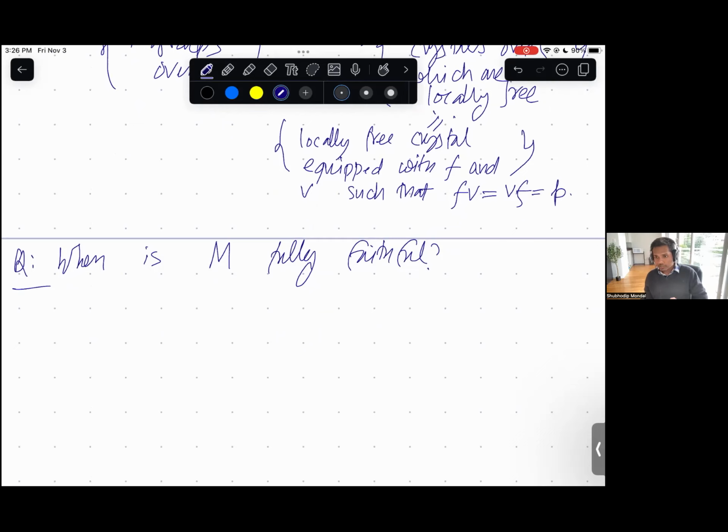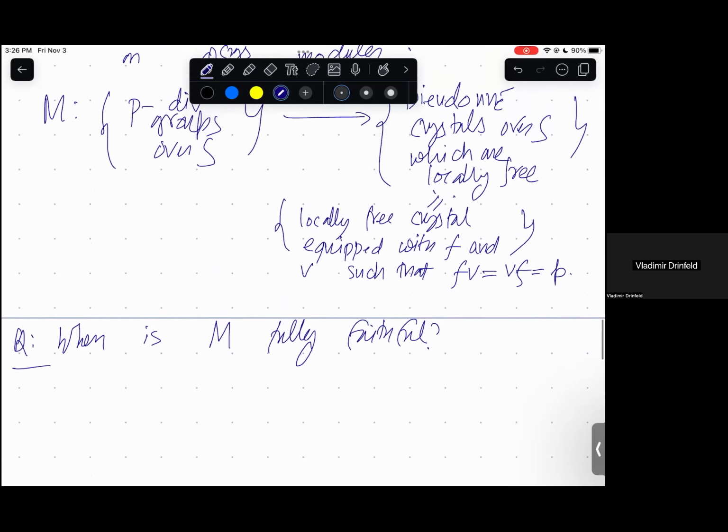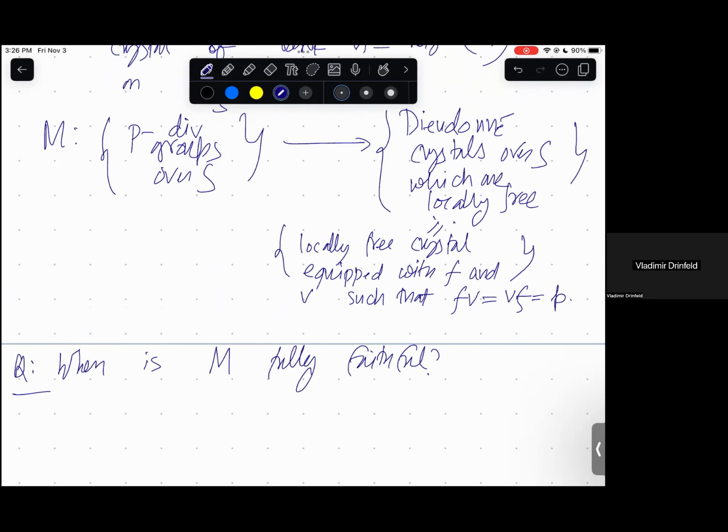So we'll not really get into the details of this, but I'll just try to mention some work in this direction. So just a moment. So one question: if S is the spectrum of a perfect field, then F is a p-linear operator, and V is a p to the minus 1 linear operator.